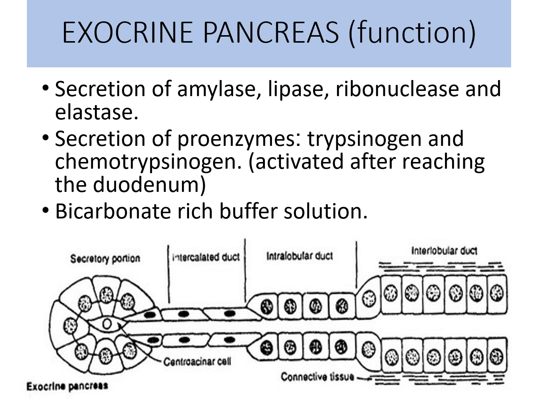Here, it will release its secretion through the duct system. The duct system starts again with the centroacinar cell, intercalated duct, intralobular duct, and main pancreatic duct. So, what is the function of the pancreas? Secretion of different enzymes, including amylase, lipase, ribonuclease, and elastase. There is also secretion of proenzymes. What is meant by proenzyme? Inactivated enzymes, trypsinogen and chymotrypsinogen, which are activated after reaching the lumen, and there is a bicarbonate-rich buffer solution.